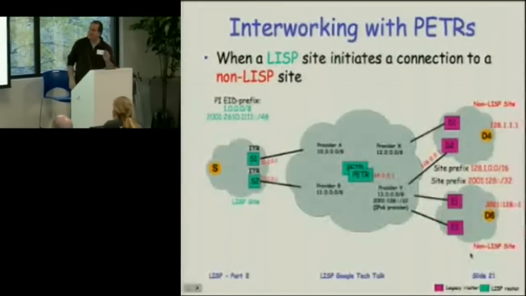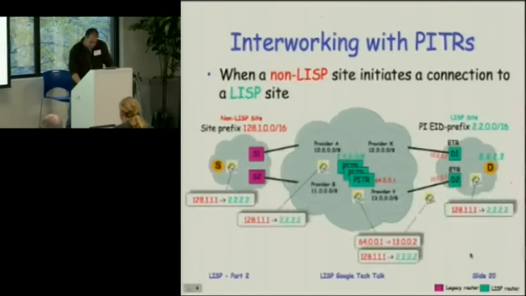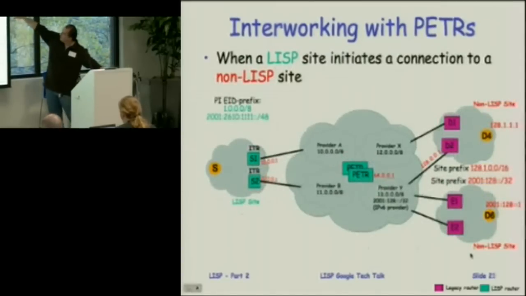So let's talk about when a LISP site initiates a connection to a non-LISP site, and then we're going to get into Steven's problem, right? And I'm going to solve his problem. So let's look and see here. We have this site on the left-hand side. It's a LISP site, and it has IPv4 and IPv6 EID prefixes, right? And let's say that this guy over here is a non-LISP site and the guy on the bottom is a non-LISP site. It turns out that I wanted to show you two examples at one time. So the above site's IPv4 only and the bottom is IPv6 only.